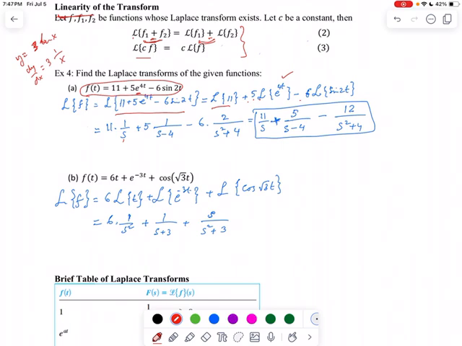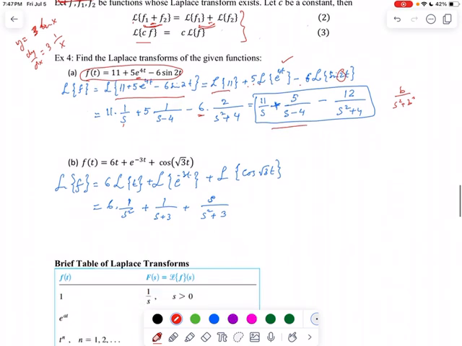Which rule will you apply? The Laplace transform of e to the at. Remember, it was 1 over s minus a. So here I will get 1 over s minus 4. Then minus 6 times, for sine bt, the Laplace transform was b over s squared plus b squared. What is the b here? Sine of 2t means b is 2. This 6 is actually the coefficient, so that just stays there, and the Laplace transform is 2 over s squared plus 4. Then just simplify, and this is the final answer.